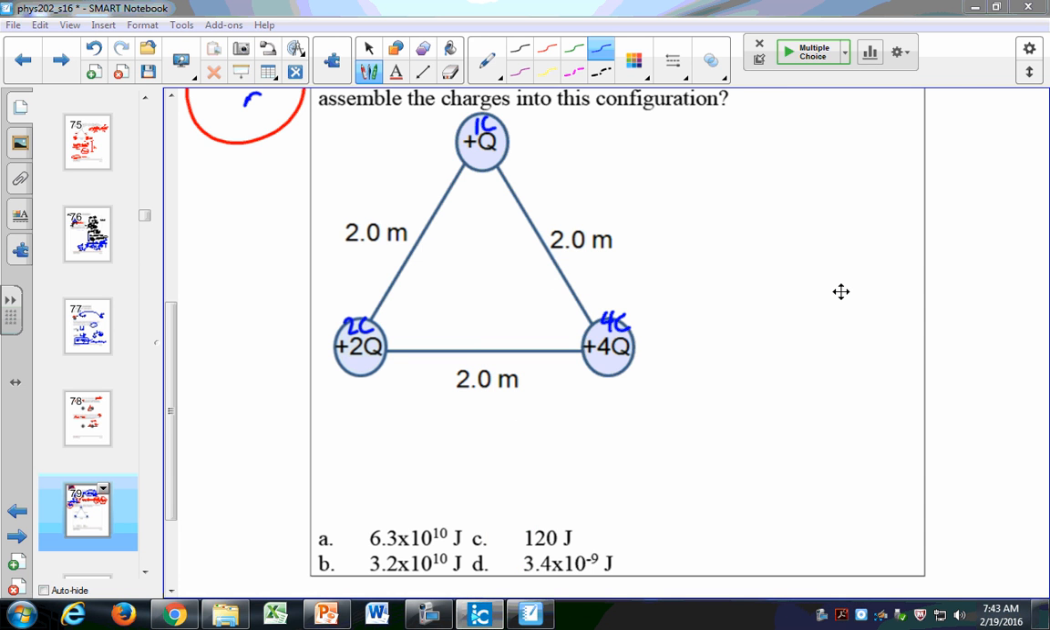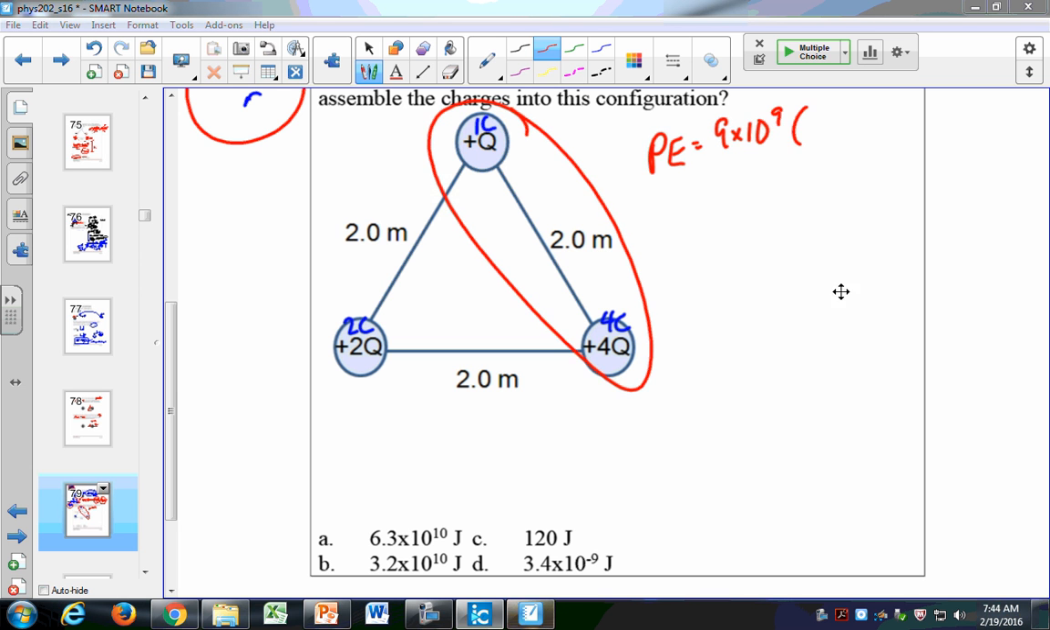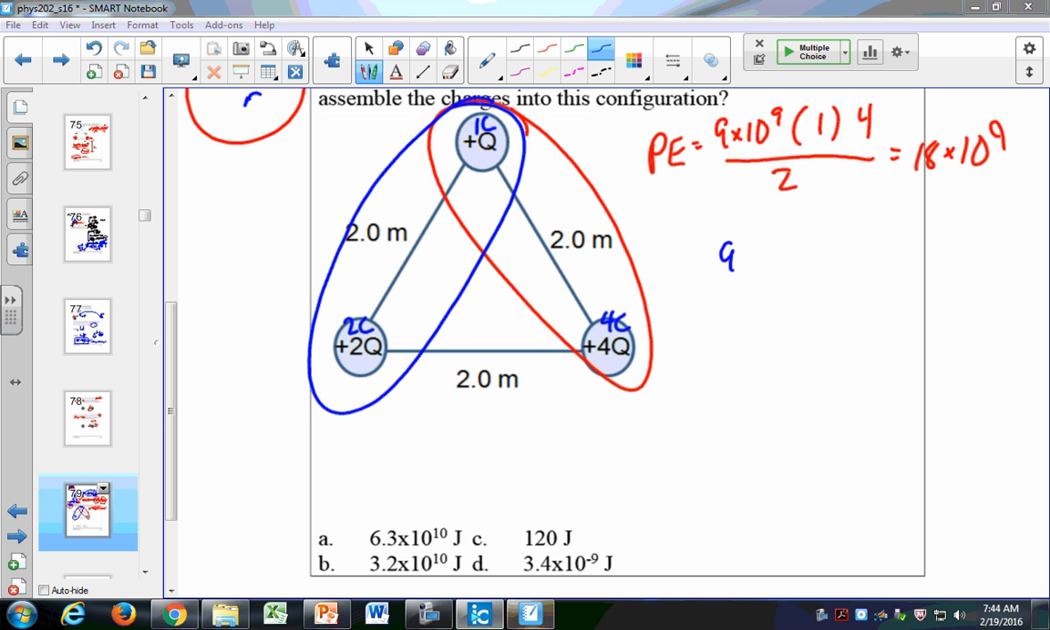Remember, this is just like we did before in chapter 0 when we were doing masses, except it's just charges. So first thing I want to do is find the potential energy due to these two charges. That's going to be 9 times 10 to the 9th, Q over R, 1, 4 over 2. That's 18 times 10 to the 9th. And then I find the potential energy for these two charges, 9 times 10 to the 9th, 1 coulomb, 2 coulombs divided by 2 meters. That's 9 times 10 to the 9th.